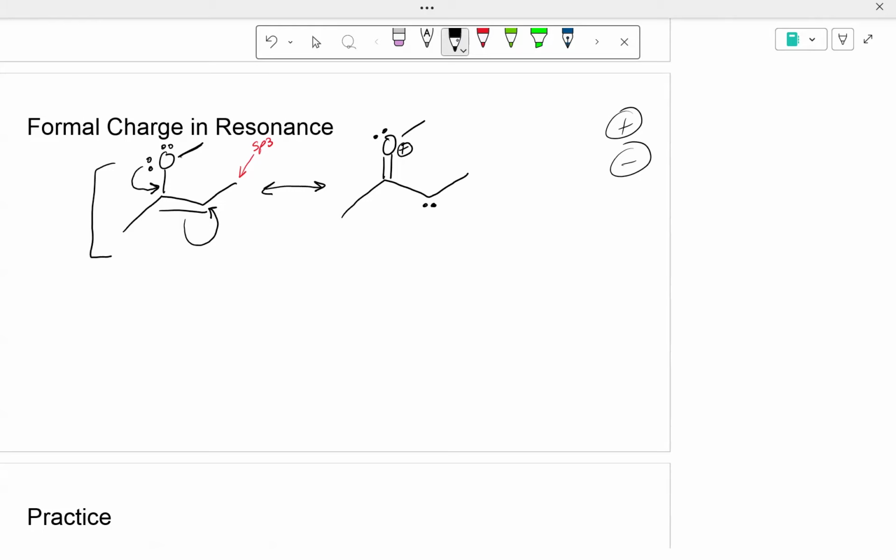Now, the way to justify this is that oxygen lost a lone pair. It gave up a lone pair to make that pi bond. So that's why it developed a +1 charge. Now, the carbon gained a lone pair here, and so it will develop a negative charge.